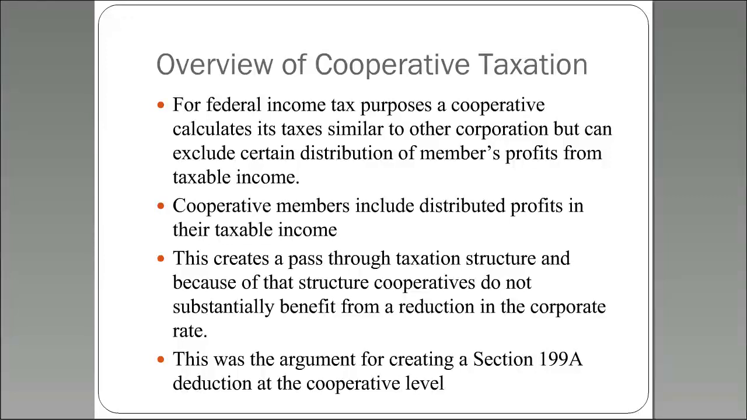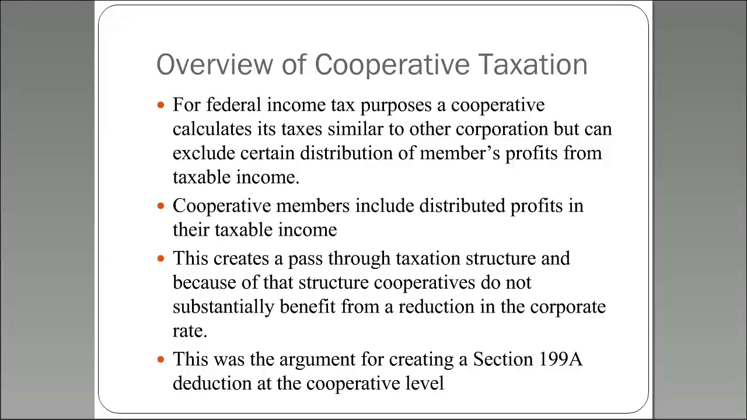And that's been the basic concept of the cooperative taxation under subchapter T. The co-op is an extension of the farm firm, and so therefore the farmer is receiving the benefits and paying the taxes on those. But because of that, of course, there's not a lot of benefit from the reduction in the corporate rate for the cooperative, because they didn't have a lot of taxes at the corporate rate. And so that created the argument for retaining or creating a new Section 199A for cooperatives.